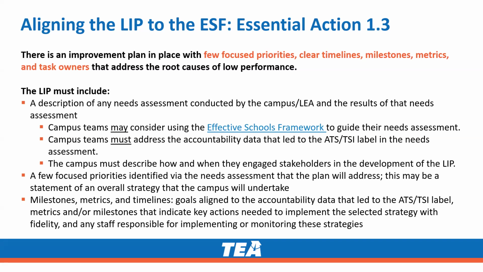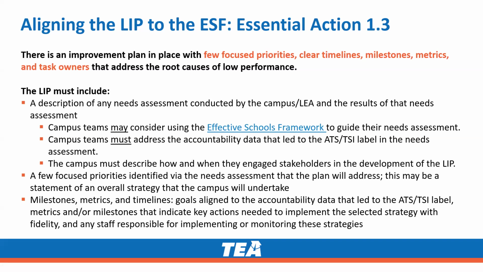And then the plan must include, for those priorities, milestones, metrics, and timelines. So you need goals that are aligned to the accountability data that led to the federal identification. You need metrics and milestones that really clarify any key actions that need to be undertaken to implement your selected strategy with fidelity. And then you'll want to name any staff that's responsible for implementing or monitoring these strategies.